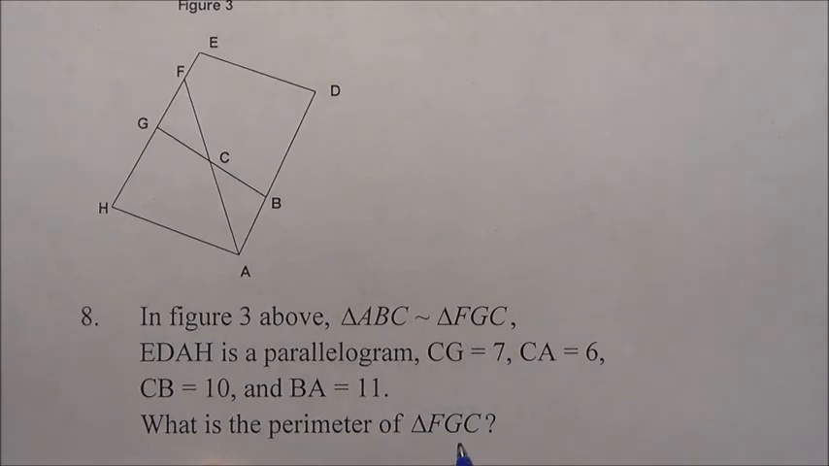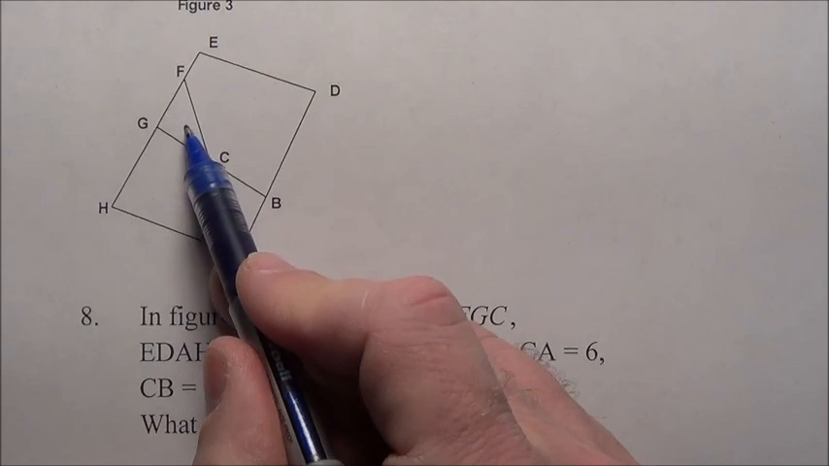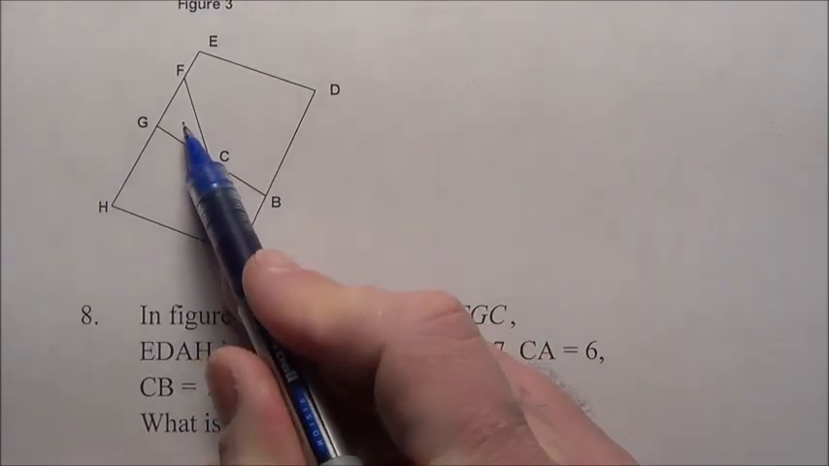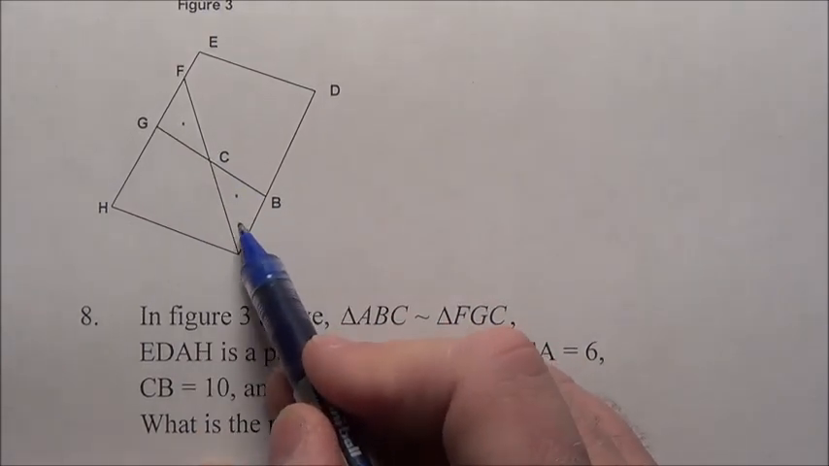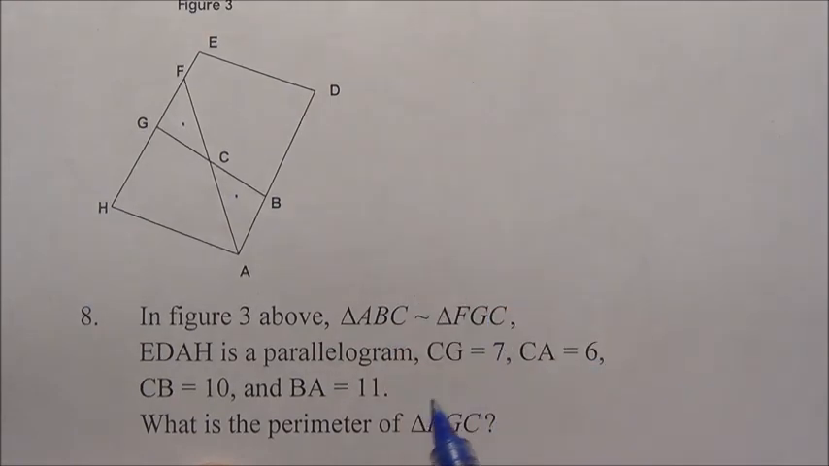CG is 7, it gives me all these measurements. What's the perimeter of FGC? In this triangle, do you see that triangle and that triangle? That's all that matters in the problem. Those are similar. So I don't really need all this extra information. Now, I do need to pay attention which sides correspond to which sides. That's going to be important.